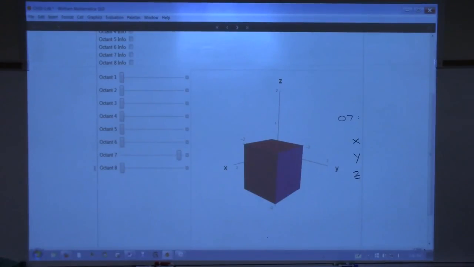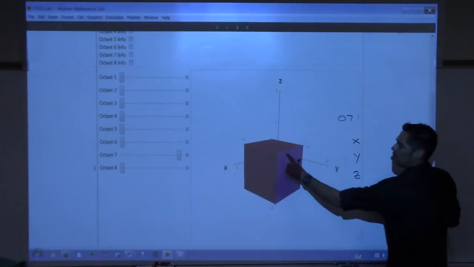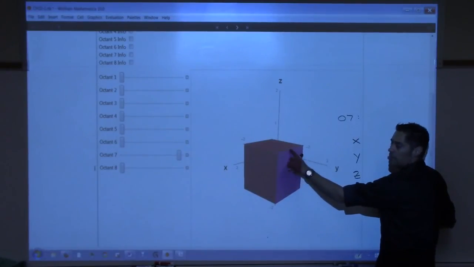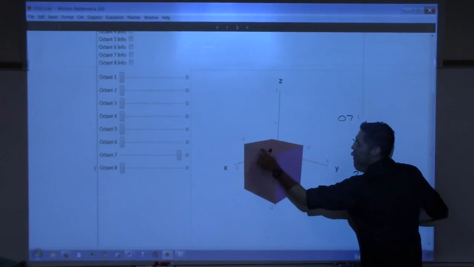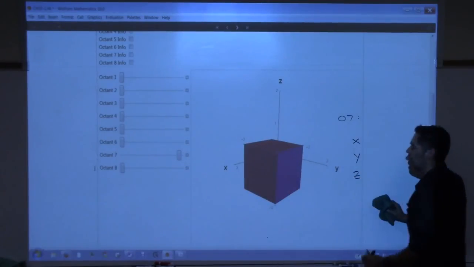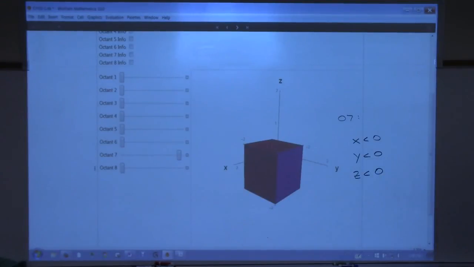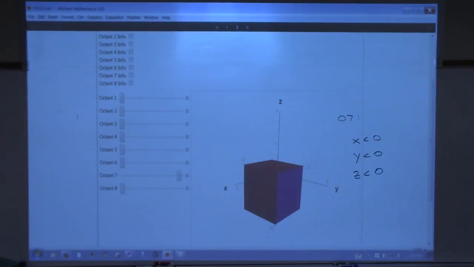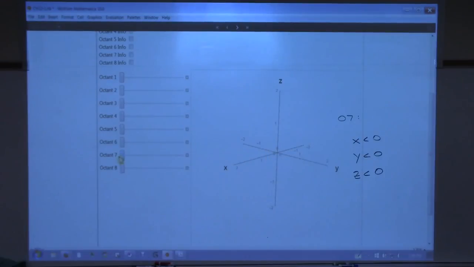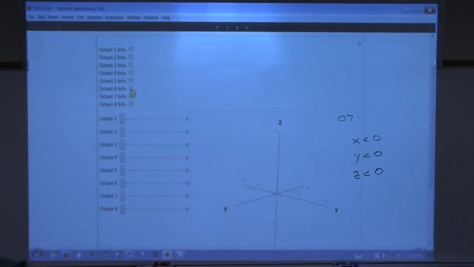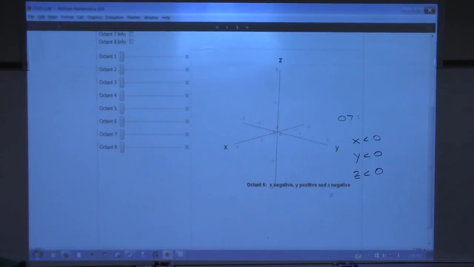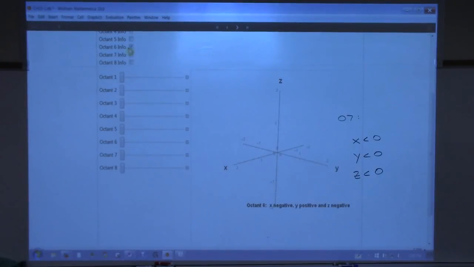There it is, that back one. So the x coordinate is negative, the y coordinate is negative, and the z coordinate is negative. So they're all negative. You could do that for all 8, but we won't. I have it built into this thing. If you just click on info, it'll show you what each octant, what the conditions are.